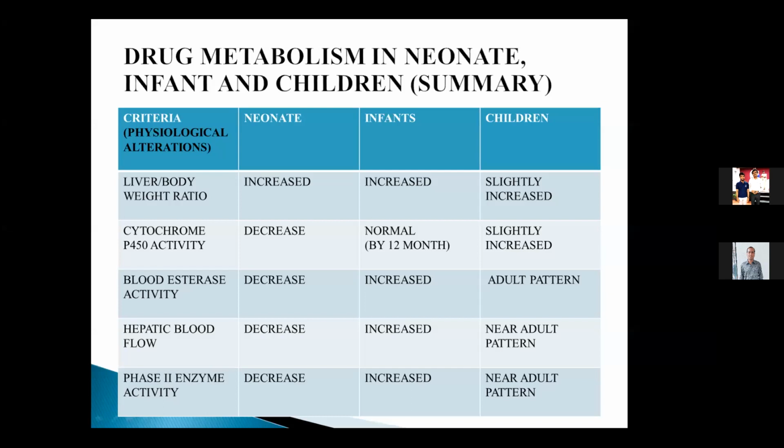Hepatic blood flow decreases in neonates, increases in infants, and increases to near the adult pattern in children. Phase 2 enzyme activity decreases in neonates, increases in infants, and is near the adult pattern in children.